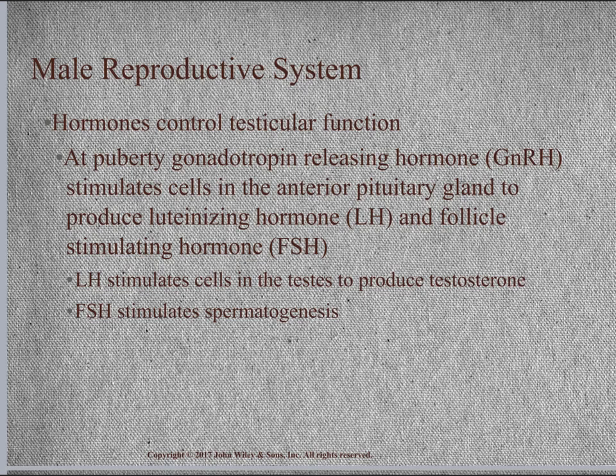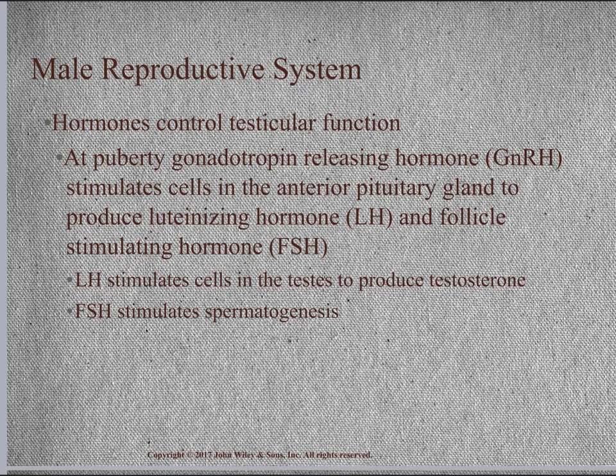So let's reintroduce them and put a lineage, a time frame, into what happens. So at puberty, gonadotropin releasing hormone, so GnRH. You should be thinking, where's all these releasing hormones from? The hypothalamus, right? So the hypothalamus is releasing gonadotropin releasing hormone. It's going to stimulate the cells in the anterior pituitary.